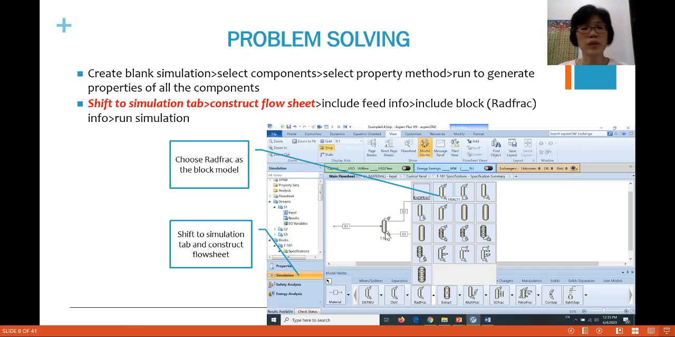So once you put the block, obviously you have to connect the block with the streams, and then you may want to rename your block. Like here I have renamed the block as T101. Okay, so I have the feed stream here as 1, the distillate is S2, and the bottom product is S3.